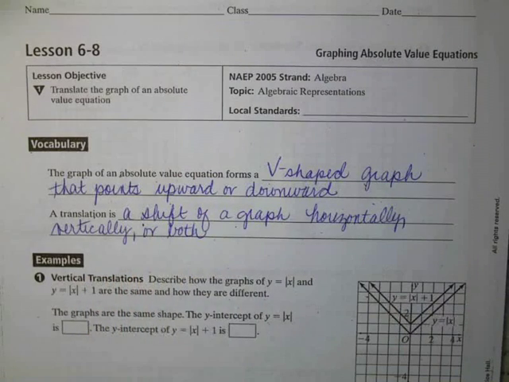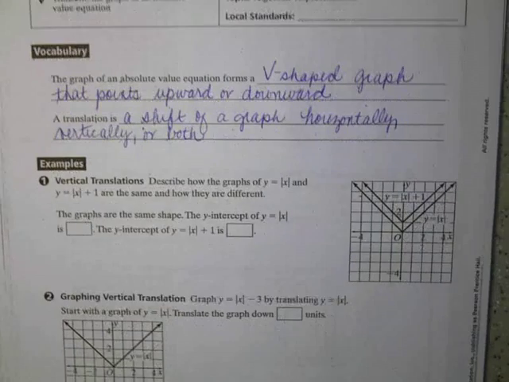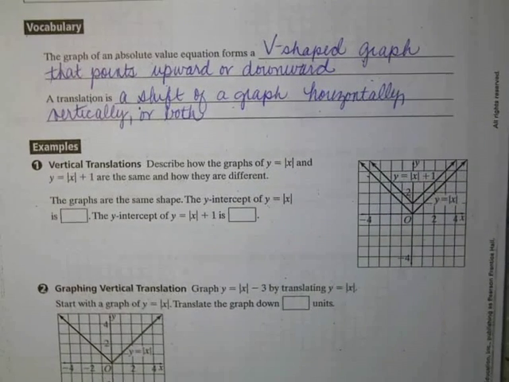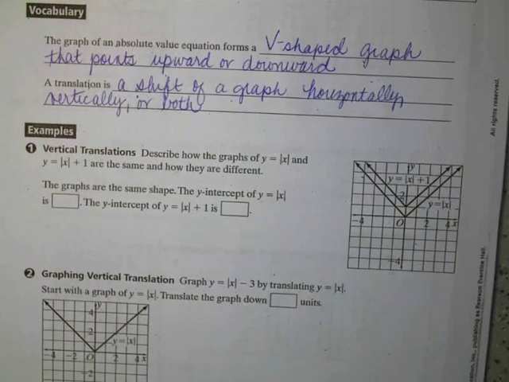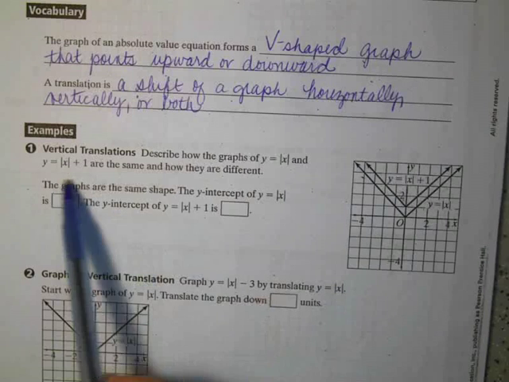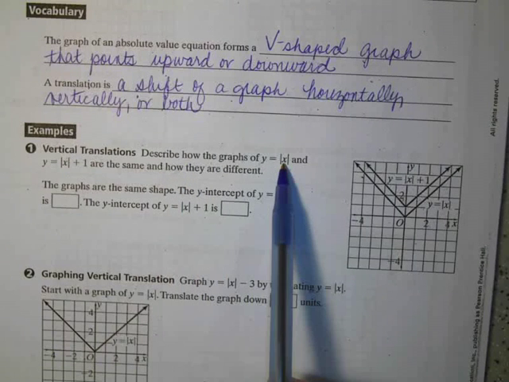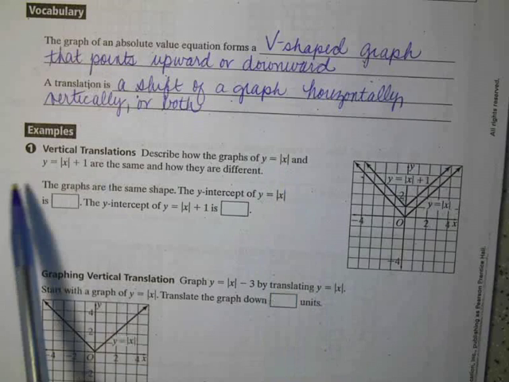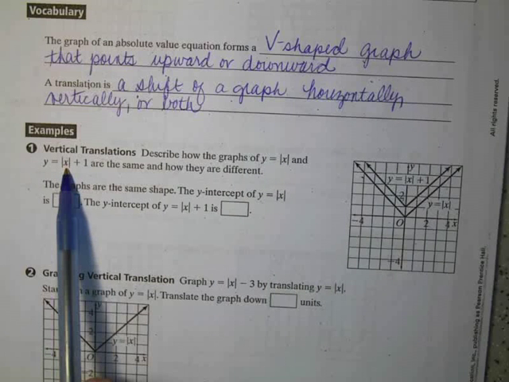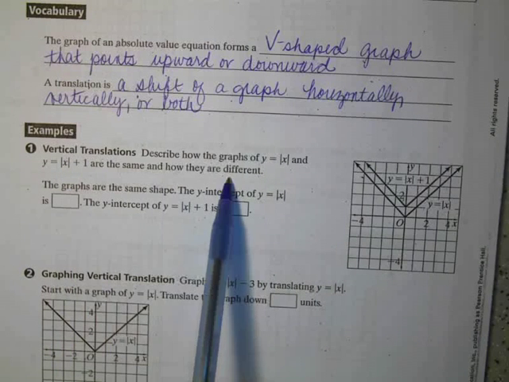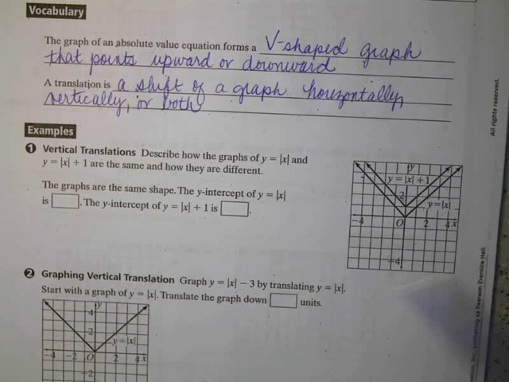Okay, so we are going to be looking at the unique situation of graphing with absolute value equations, what they look like, and what we can do with them. Vertical translation. Describe how the graphs of y equals the absolute value of x and y equals the absolute value of x plus 1 are the same and how they are different. Okay, first off, they have the same shape.